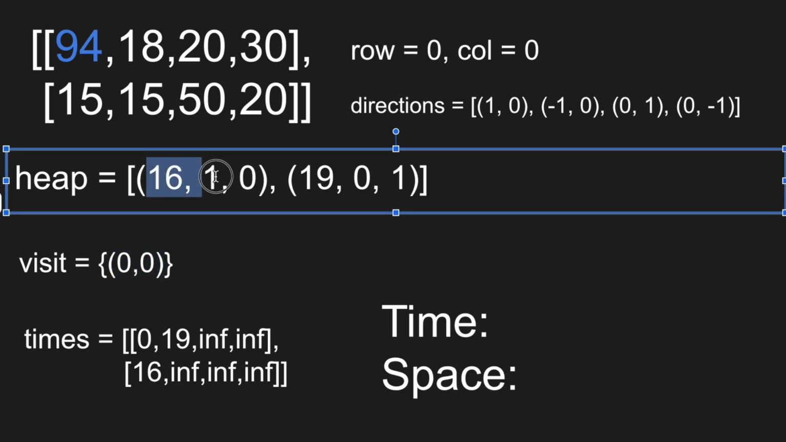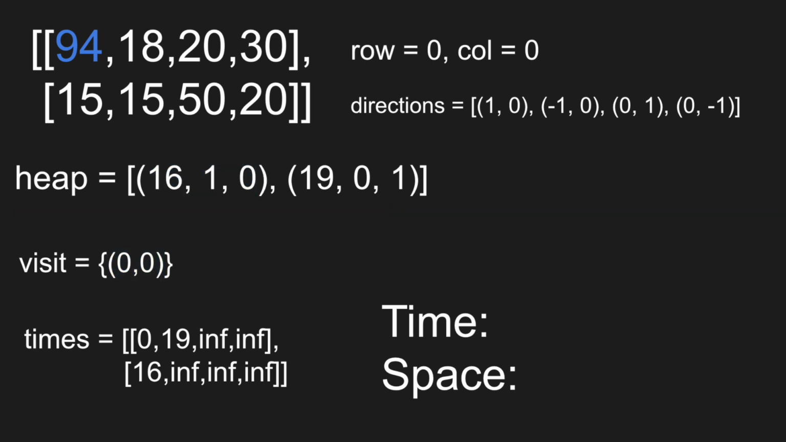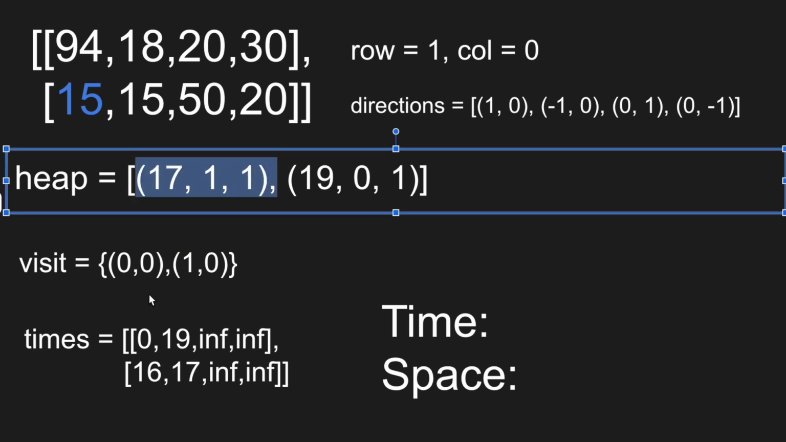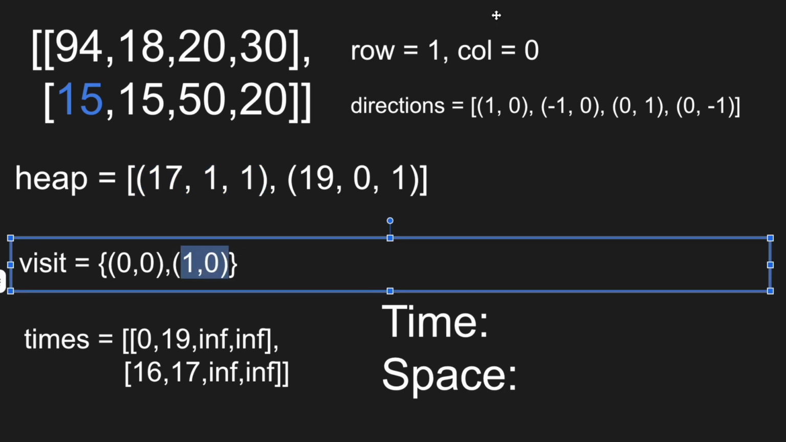So now we're going to pop this from the heap because it's the smallest element, and that's at row 1, column 0. So we look to the left and bottom. There's no valid place. The top has already been visited, so we skip it, but we come to the right. It takes 17 seconds. So we update it here, and then we update it here. And then we also need to add row 1, column 0 to visit.